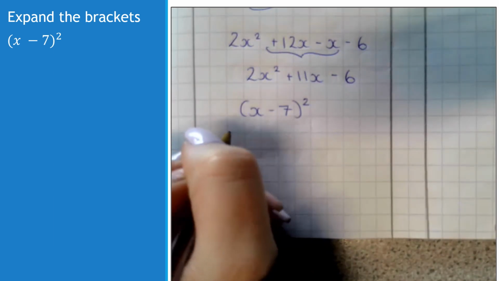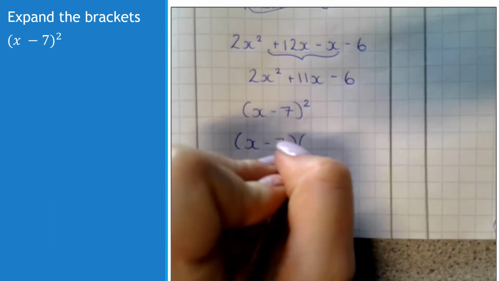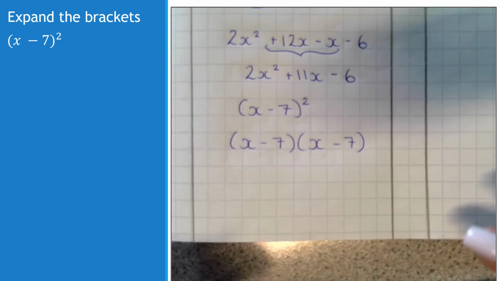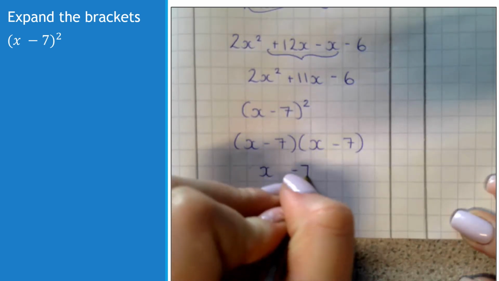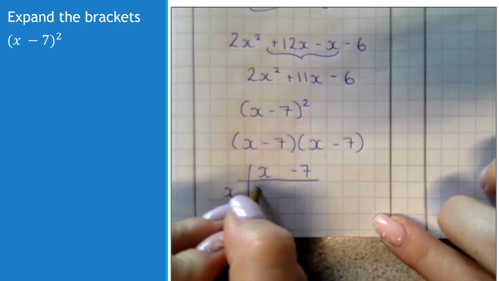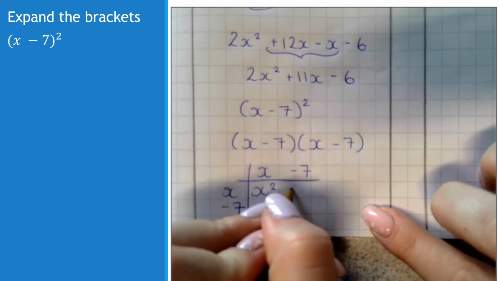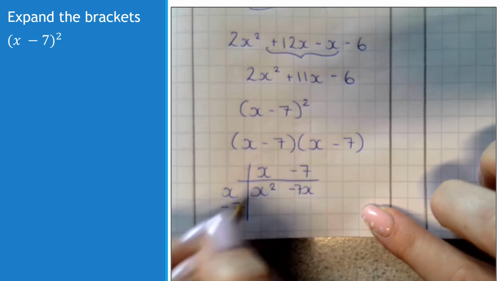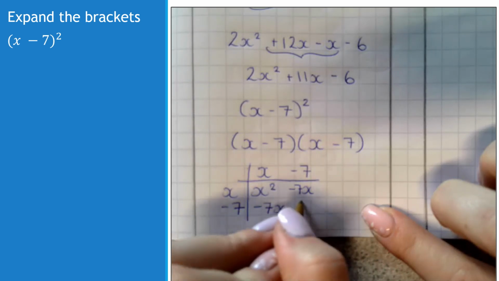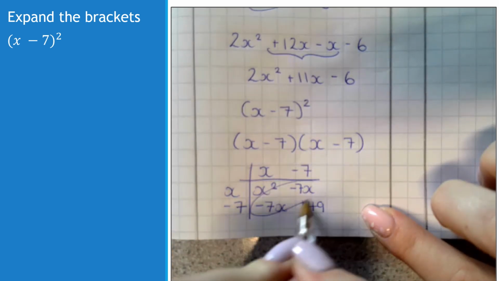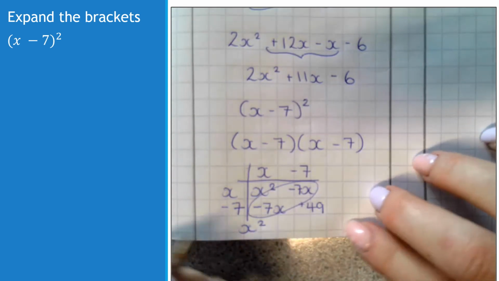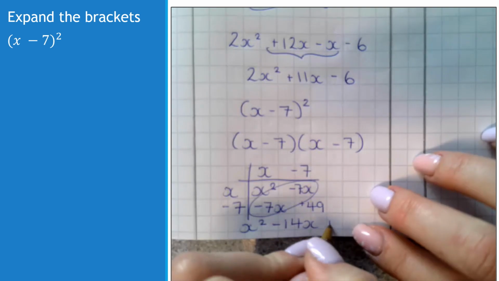With these ones, it's a good idea to write out x minus 7 squared as a pair of double brackets like this, so that when you do them in the grid, you can clearly see that you're multiplying all of your terms by each other. So x subtract 7, and then x subtract 7. So x multiplied by x is x squared, then x multiplied by -7 is -7x, x multiplied by -7 is again -7x, and then -7 multiplied by -7 is +49. And then again, your negative terms here will simplify. So your final answer should be x squared, -7x plus -7x is -14x, and then plus 49.